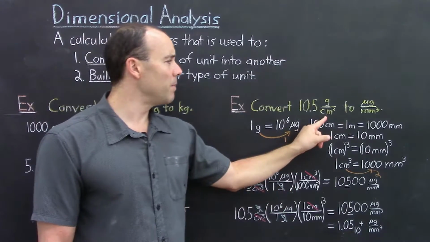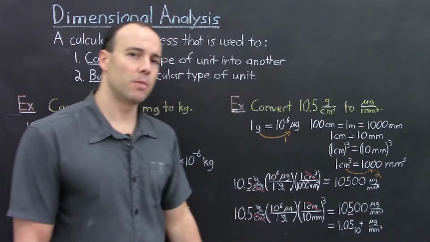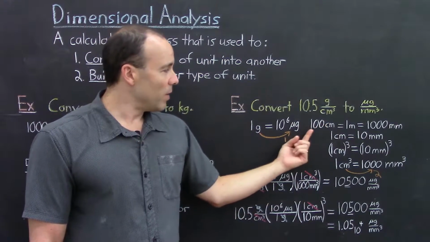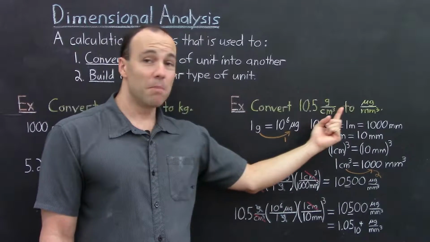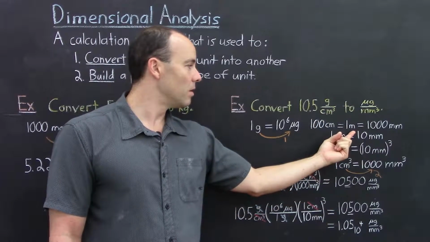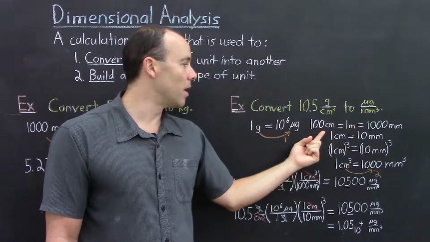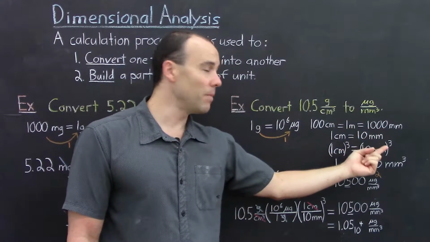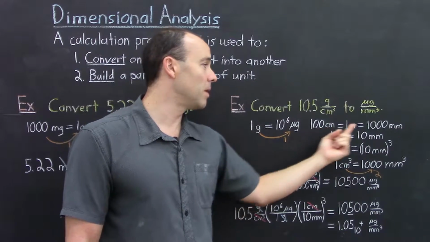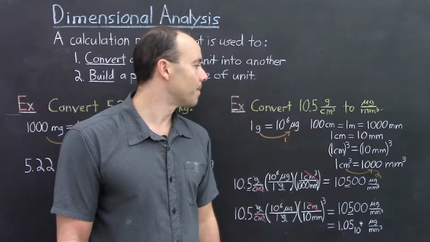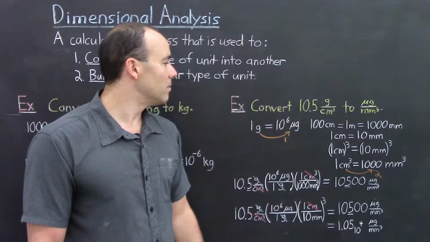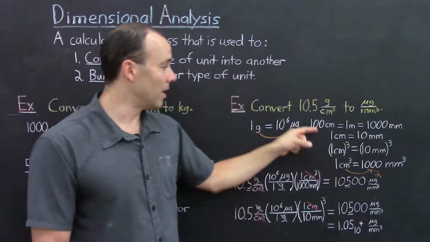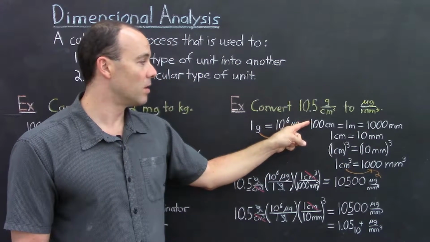Now, to get from centimeters cubed to millimeters cubed, this is a unit of volume. Well, the relation between centimeters and millimeters is as follows. You know that 1 meter equals 100 centimeters, and 1 meter also equals 1,000 millimeters. So you could say that 100 centimeters equals 1,000 millimeters. Now, you could also write 1 centimeter equals 10 millimeters, and you could get that by dividing this first relation by 100.